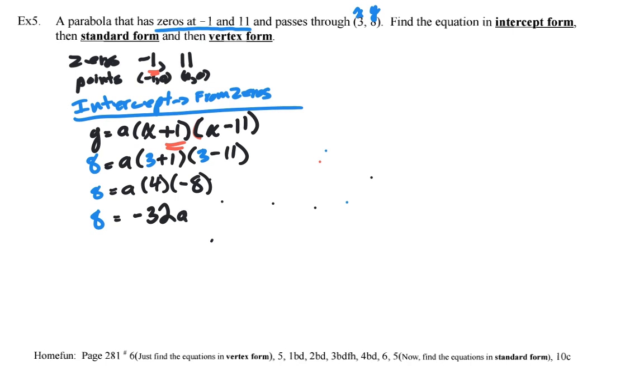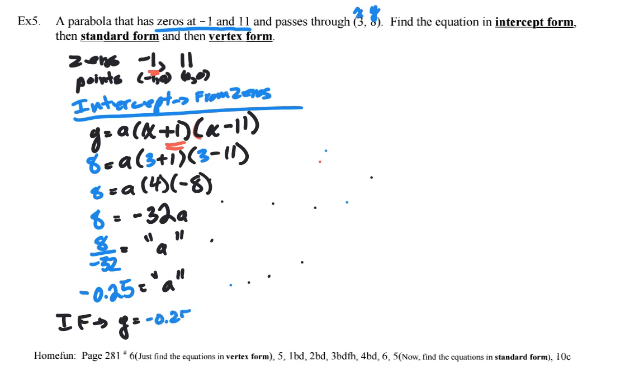So now in order to get a by itself, we have to divide both sides by negative 32, and we end up with our a value equaling 8 over negative 32, which means that a is negative 0.25. Now remember, they asked us to state what this equation was in intercept form. So the intercept form is going to be y is equal to negative 0.25, and then we use our (x plus 1)(x minus 11) from before.